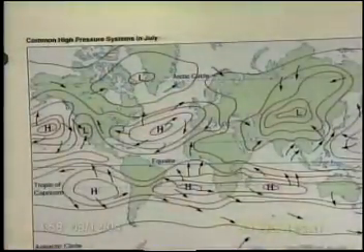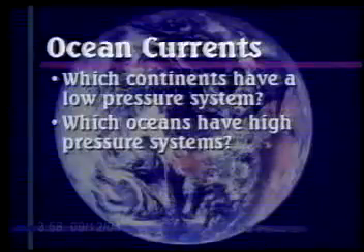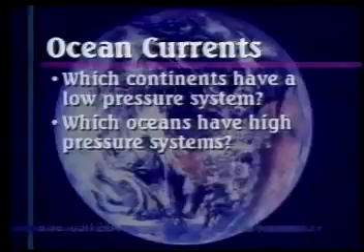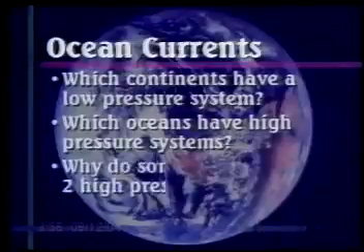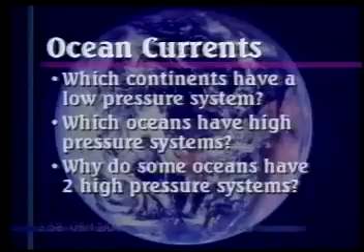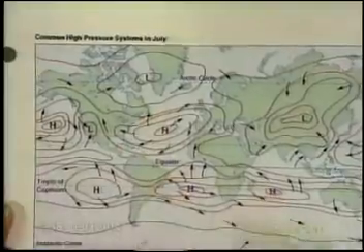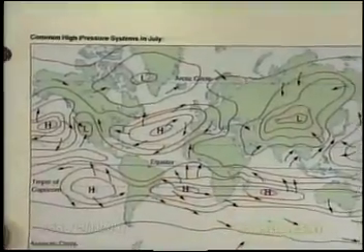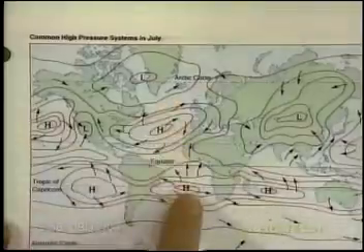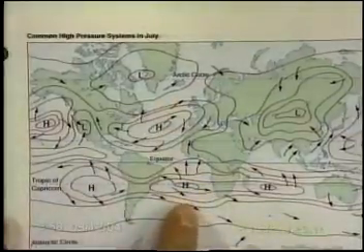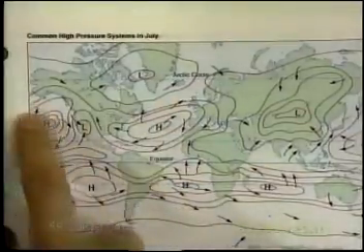All right, now which oceans have high pressure systems? Just take a glance real quick. And did you notice some have two? Why do some oceans have two high pressure systems? What do you think? Well, we can see right away that the Pacific, the Atlantic, and the Indian Oceans are the ones with the high pressure systems. We see that the Pacific and the Atlantic both have two high pressure systems. It's because of the areas.